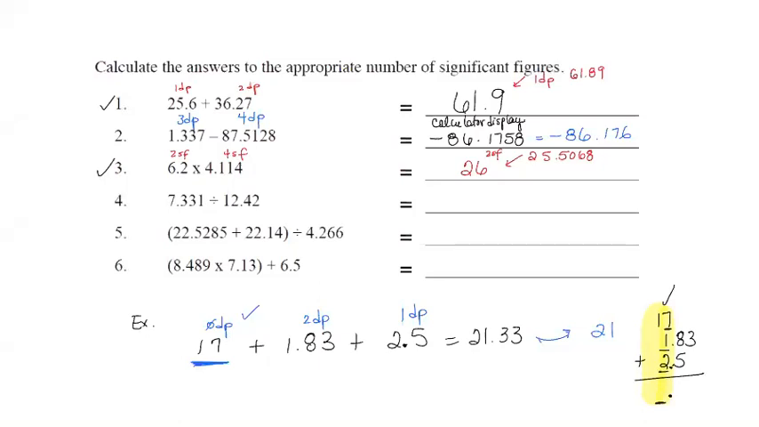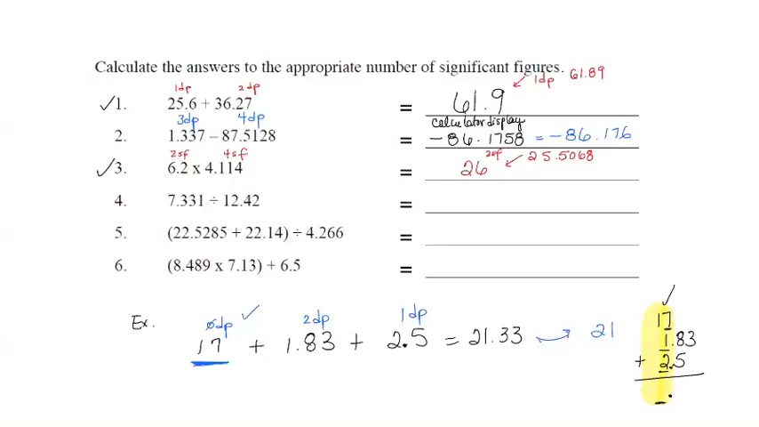Then let's say that we have multiplication or division and we did number 3, okay? So when it comes to multiplication and division, we need to remember the number of sig figs in our measurement, okay? So as you can see in number 3, 2 sig figs, then 4 sig figs. So we have to round to 2 sig figs.